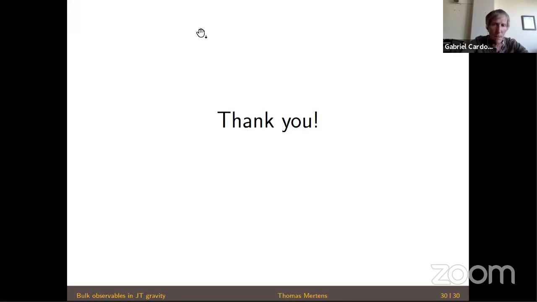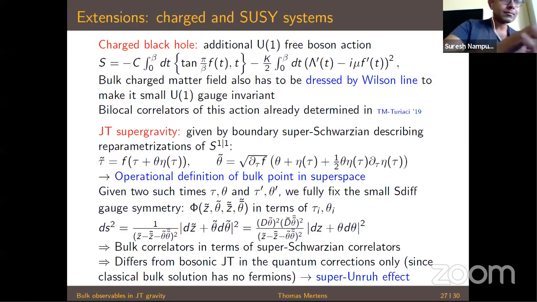Yeah, well, you mentioned the N=1 supersymmetric extension of JT. What about N=2?